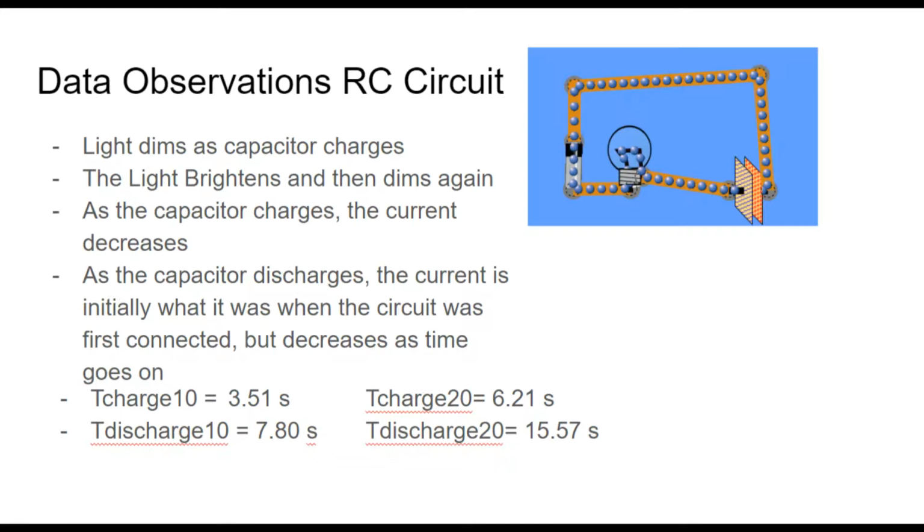The time it took to charge the capacitor at 10 ohms resistance was 3.15 seconds. With 20 ohms of resistance, it was 6.21 seconds. The time it took to discharge the capacitor with 10 ohms of resistance was 7.8 seconds. And the time it took to discharge the capacitor with 20 ohms of resistance was 15.57 seconds.